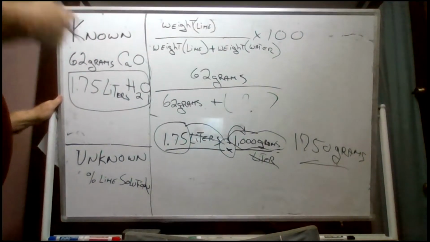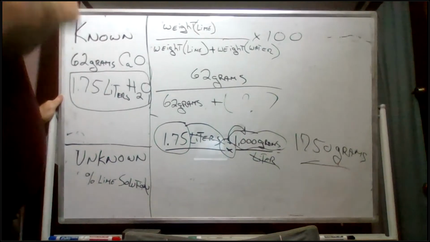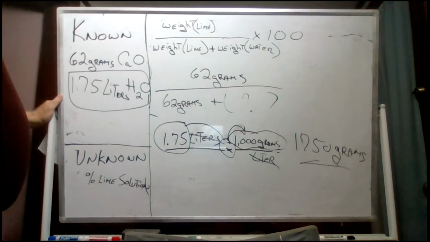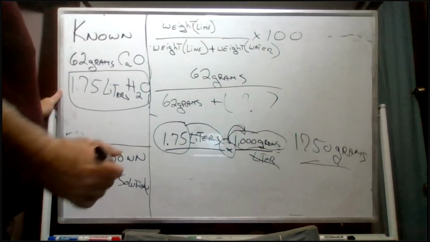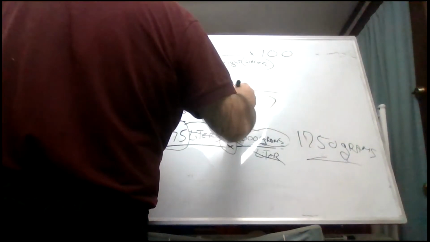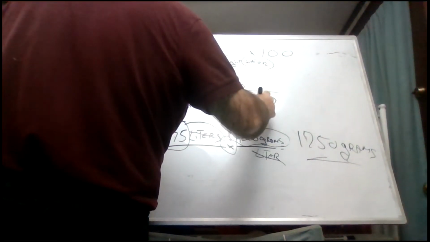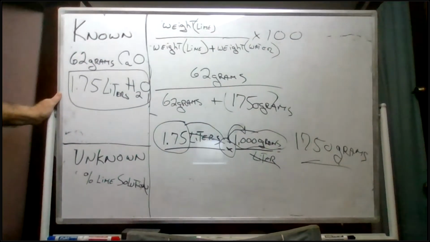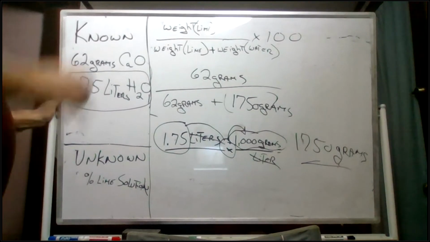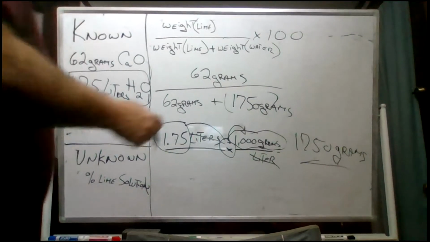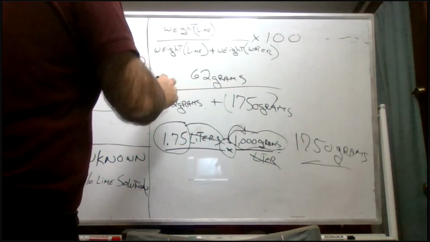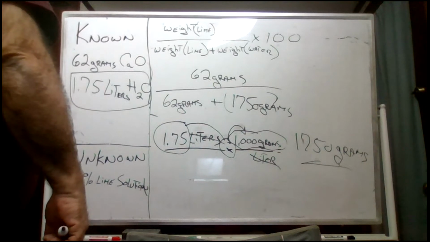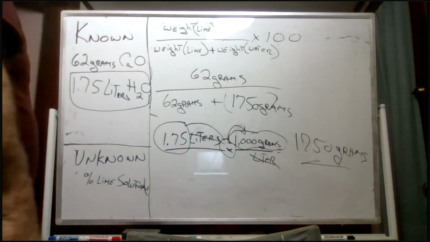Obviously, the density of water does change, but it's pretty much accepted that 1 liter of water weighs 1,000 grams. So where does this 1,750 go? It goes right up here. Now you have all the weights the same. So it becomes 62 grams divided into whatever 62 plus 1,750 is. And I believe it's 1,812.